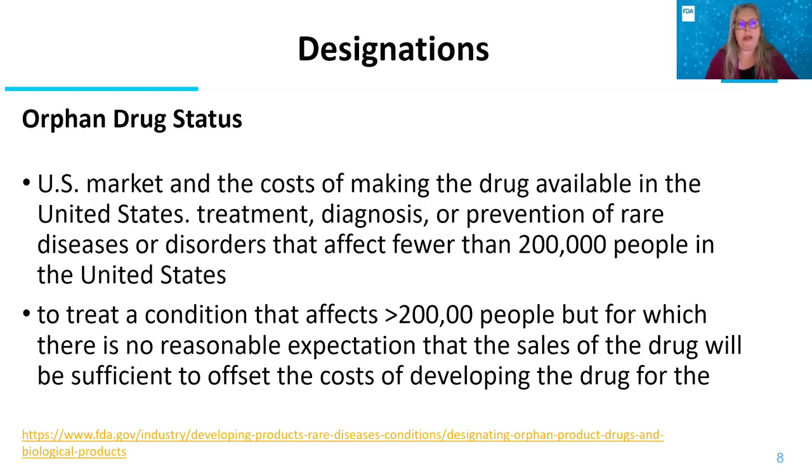And so during a drug development program, a sponsor can apply for that status, and that is handled through a different office, the Office of Orphan Products. And next slide.